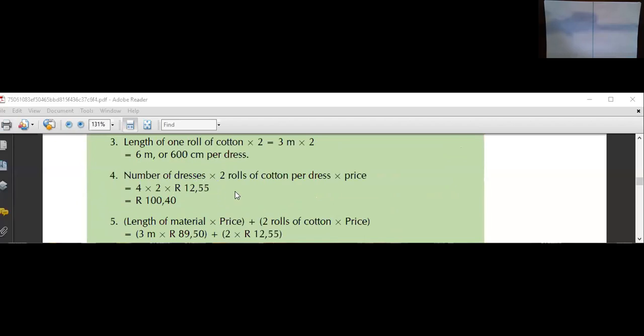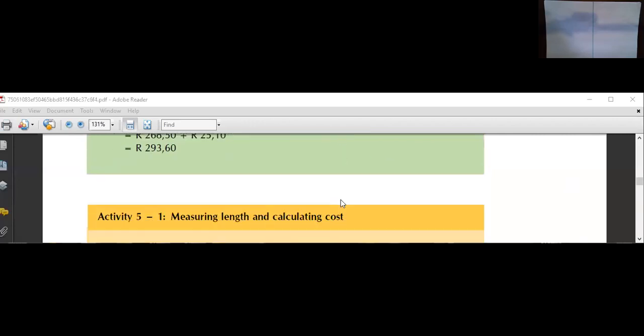We are told that she is going to need 2 rows, so you multiply by the number of dresses that she was supposed to make. We found that the number of dresses was 4, and for each dress she is supposed to use 2 rows. That's why we have a 2 here. So we are saying 4 times 2 times the cost for each row. Each row costs 12.55 rand. That's why they got this as their answer. Hopefully you were able to calculate that correctly, guys.